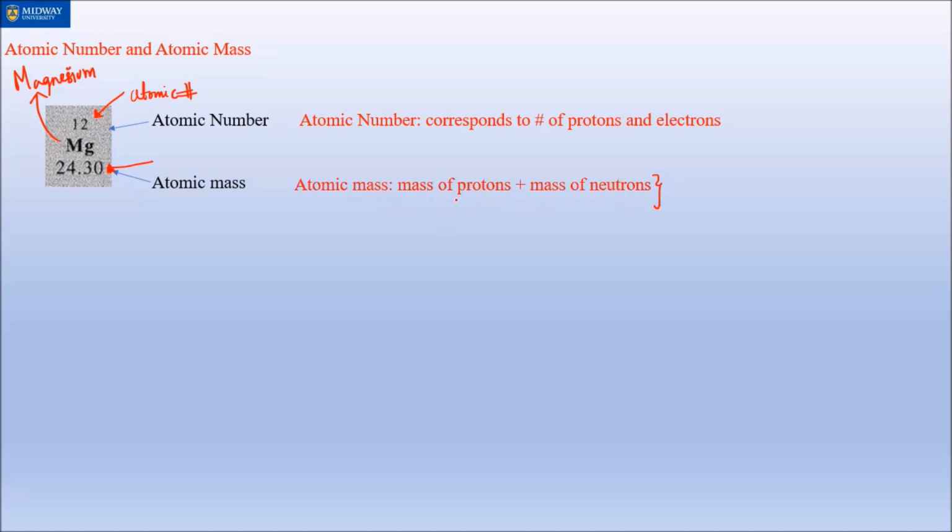All it says is atomic mass itself means it's a mass of protons plus mass of neutrons. All right, so let's go back up. And as I said, magnesium's atomic number is 12. So all it contains is 12 protons and 12 electrons. Now P is for protons, lowercase, okay? And E is for electrons, okay?